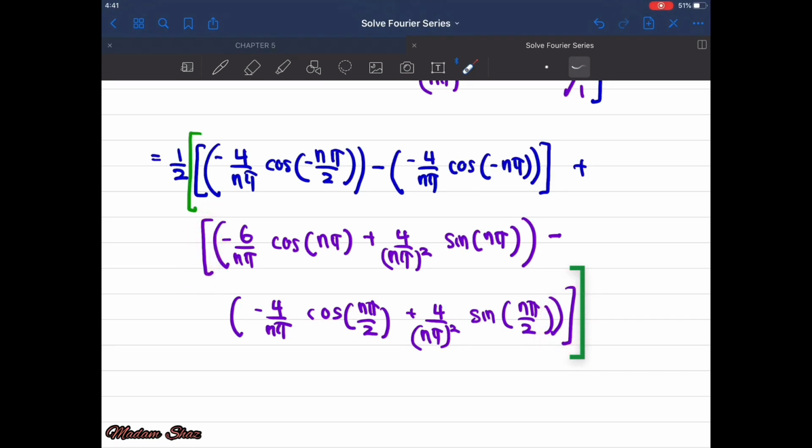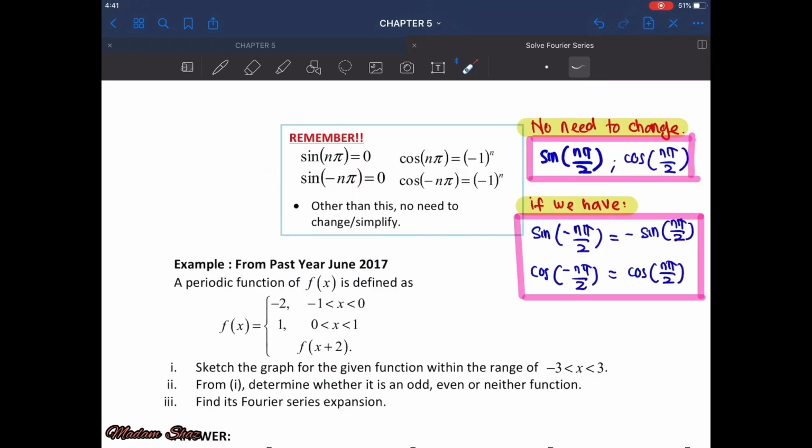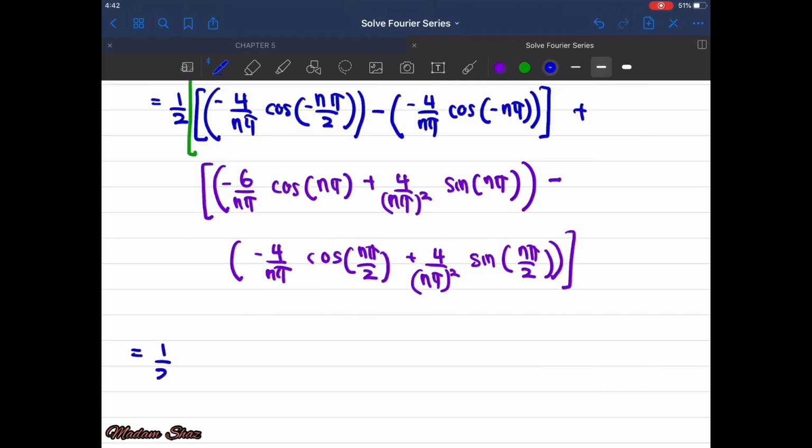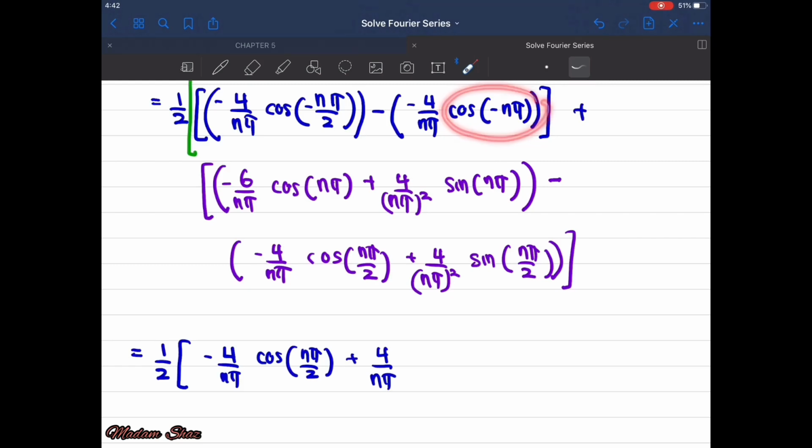So now simplify. Cos negative n pi over 2 will become cos n pi over 2. Sin negative n pi over 2 will become negative at the front. So cos negative n pi over 2, we can ignore the negative. 1 over 2 negative 4 over n pi cos n pi over 2, minus minus will become plus 4 over n pi cos negative n pi will become negative 1 the power of n.